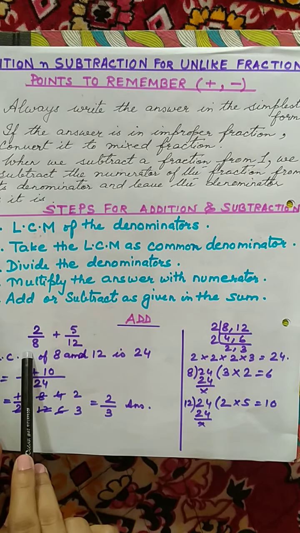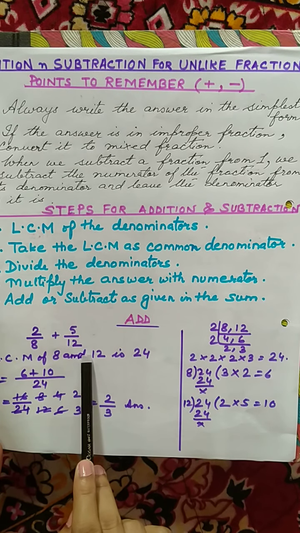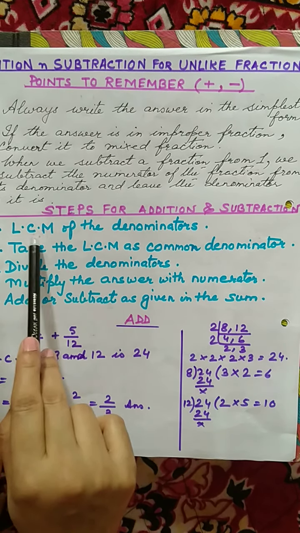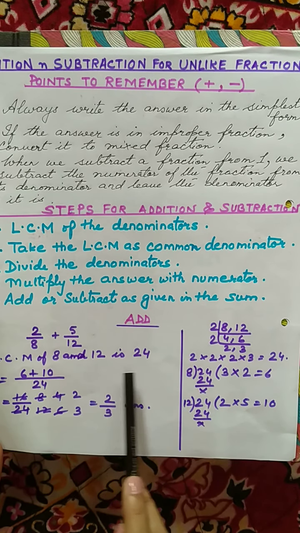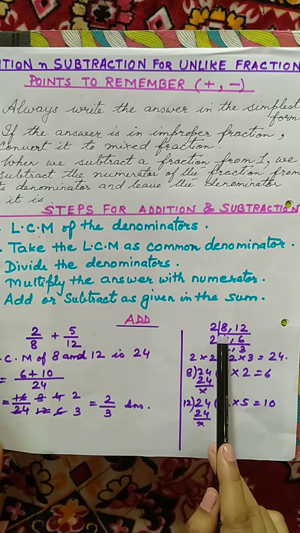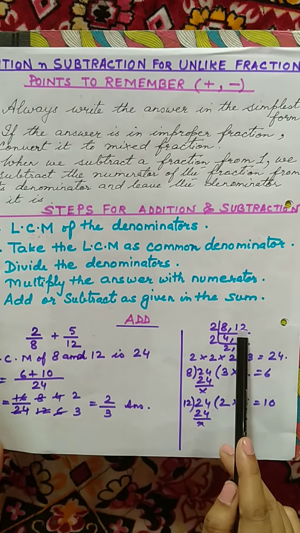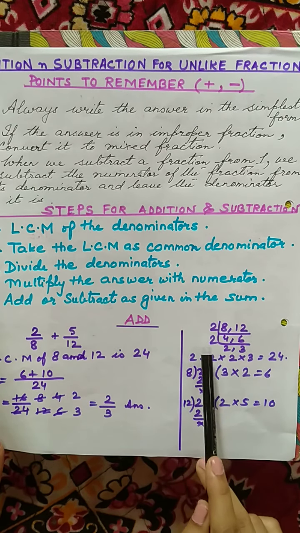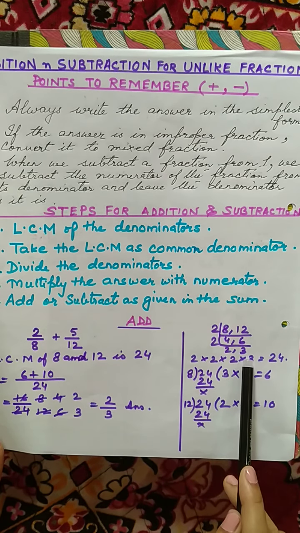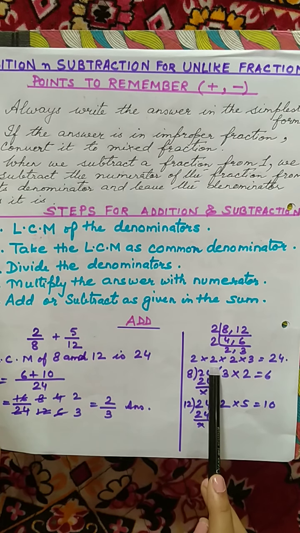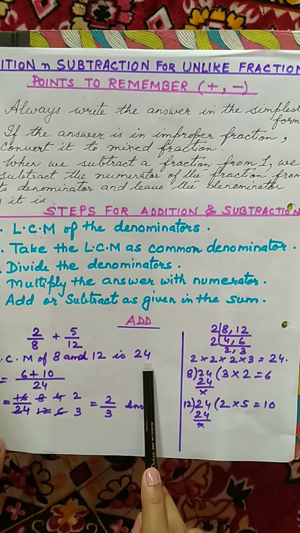We have addition of two unlike fractions here, 2 by 8 plus 5 by 12. The first step is LCM of the denominators. So we find the LCM of 8 and 12, which is 24. How did we do that? We divided 8 and 12 by 2. 2 4s are 8, 2 6s are 12. This can again be divided by 2. 2 2s are 4, 2 3s are 6. Now we multiply all the numbers outside the bracket. 2 into 2 into 2 into 3 is 24. So we got the denominator as 24.